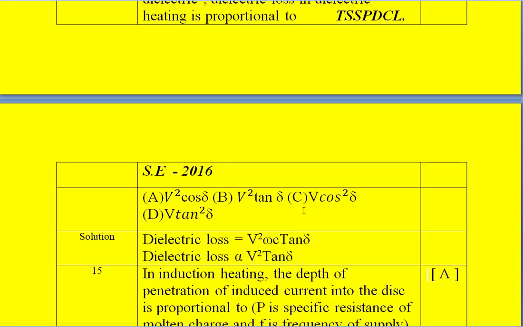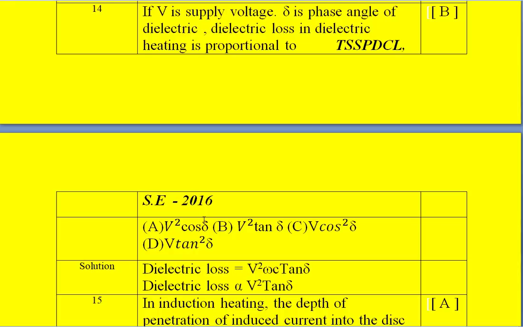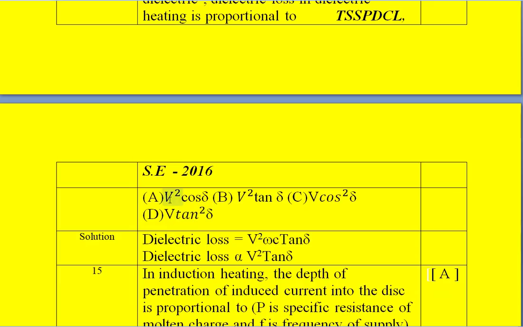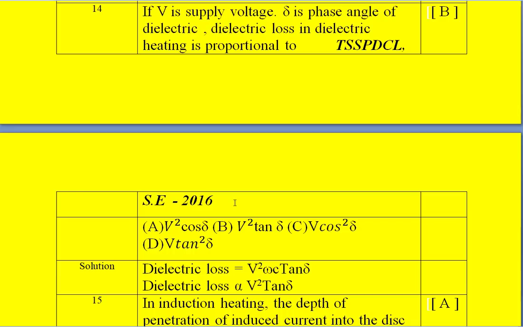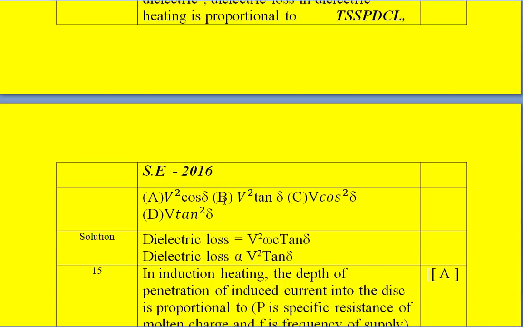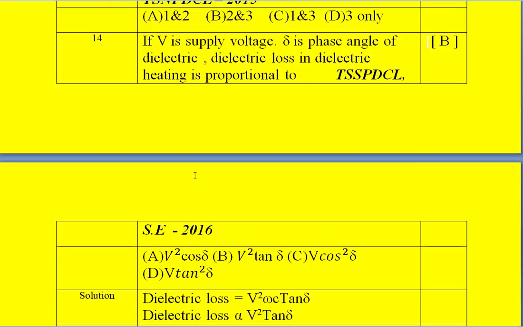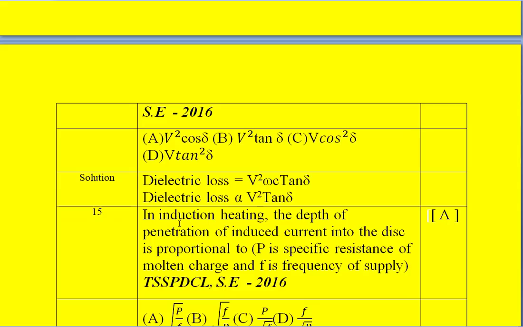So dielectric loss is directly proportional to V square tan delta. So C is not correct. Similarly, D is also not correct. So it is only between A and B. So B is the right answer. And this was given in 2016 TS SPDCL for sub-engineers.